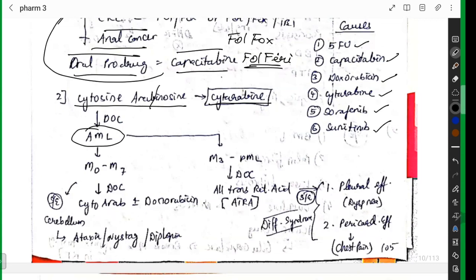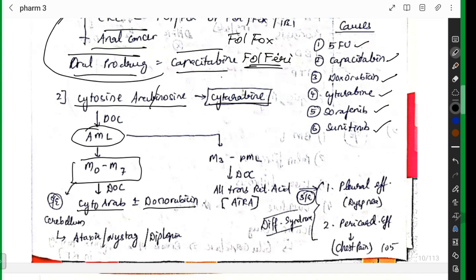The drug we have given for AML, can you tell me? Daunorubicin. Now we are going to go for the second drug, cytosine arabinoside, or we can call it cytarabine. So remember, you have your M0 to M7 phase. For M0 to M7, the drug of choice is cytarabine and daunorubicin. So this is going to be the drug of choice.